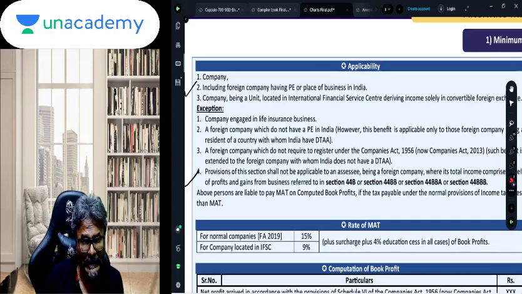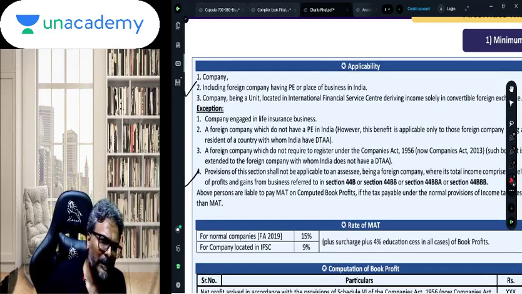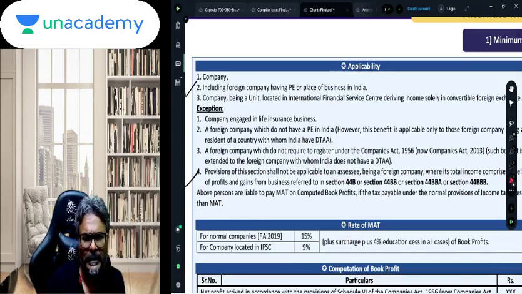So students, as far as the foreign company is concerned, the applicability of the MAT provision will arise only if the foreign company has a place of business in India. The foreign company has a place of business or a permanent establishment in India.